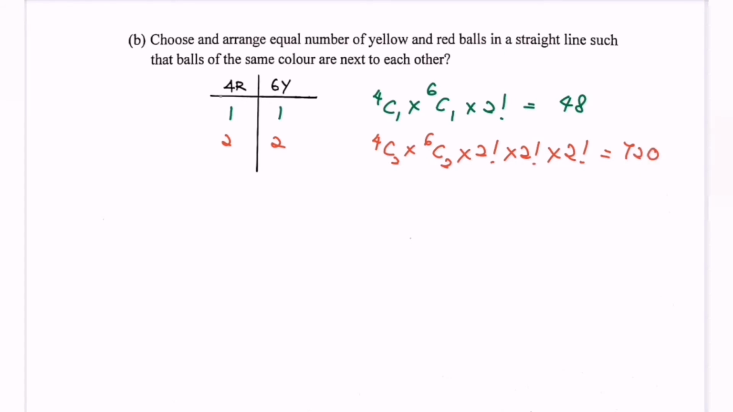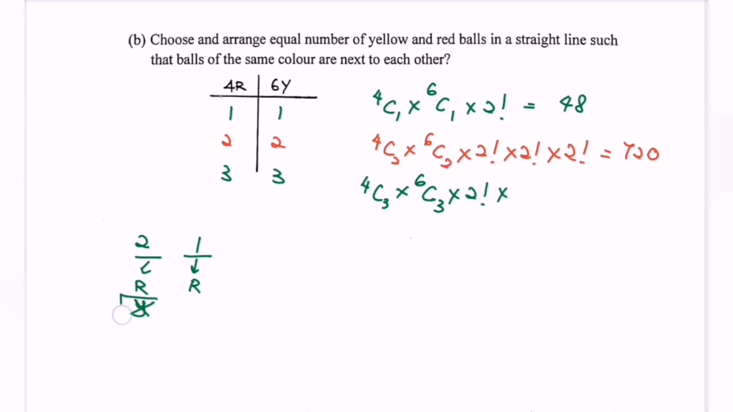Continue. Next, we have 3 red and 3 yellow. So 4C3 multiplied by 6C3. Again, multiply, we have 2 groups of the same color, red and yellow. So we have 2 situations. Let's say yellow has been selected, so we still have red. That's why we have 1. That's why we have 2 factorial.